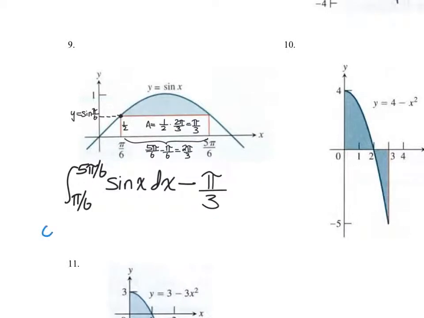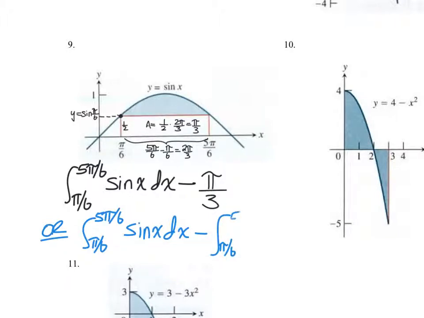Or I can go pi over 6 to 5 pi over 6, take the sine function, and subtract from it the integral from pi over 6 to 5 pi over 6 of the constant function y equals 1/2. All right, so 1/2 dx, which amounts to the same thing.